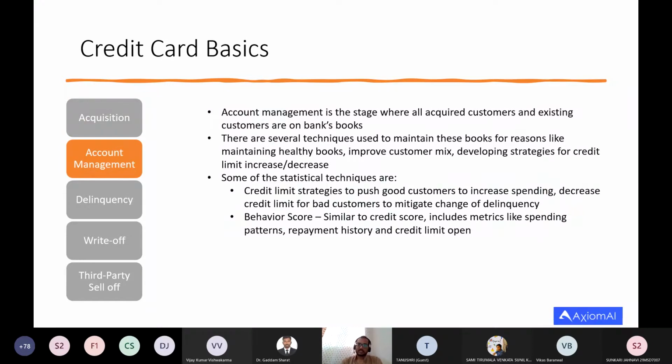So the account management stage, we have discussed this, right? The customers are already on board. Like you already have so many books. What do you do from here? How do you ensure that customers have certain specific spending habits and they're paying back on time? How do you ensure those? All that comes into account management.